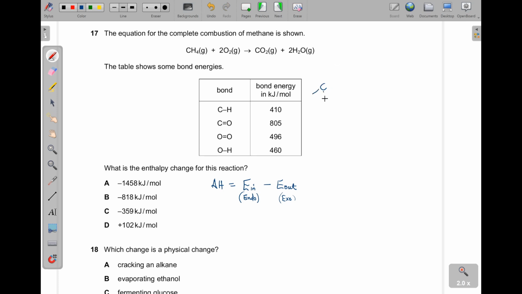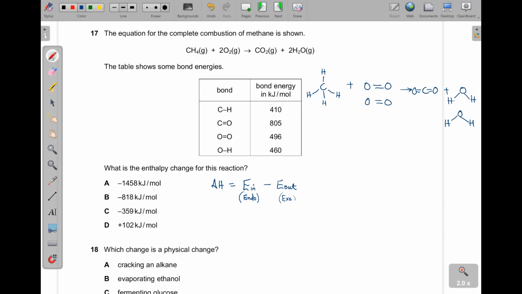Methane has 4 hydrogens in a tetrahedral shape like this. Then we have oxygen, linear, with a double bond. There are 2 of them, so I'm going to represent them like that. And on this other side, we have carbon dioxide, which is linear, and water, which is bend-shaped like this. You don't need to know these shapes now. You'll get them later in A level.